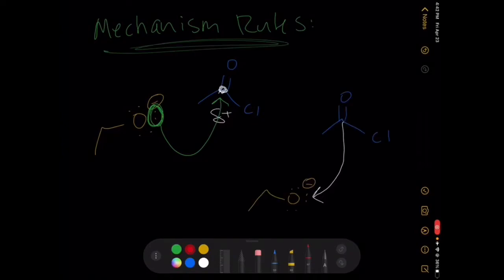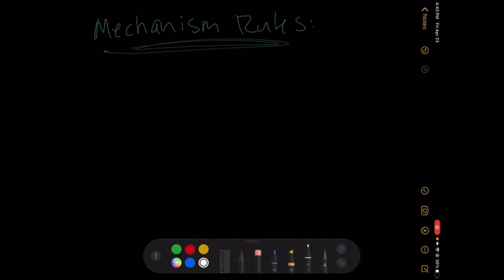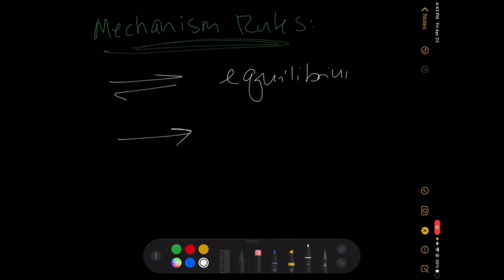For example, I went ahead and wrote it. This right here, this is wrong. You don't want to do that. And for the second rule, you have to make sure that you write the arrows correctly. As in, this is an equilibrium. This is one way. Just make sure that you know how to use these and you apply them.